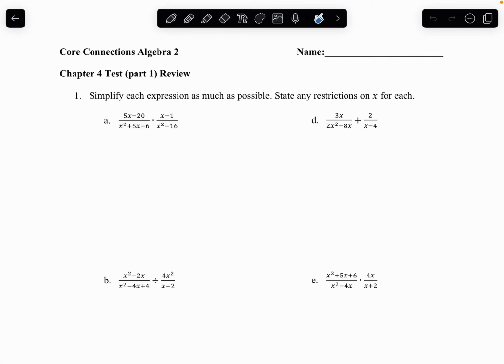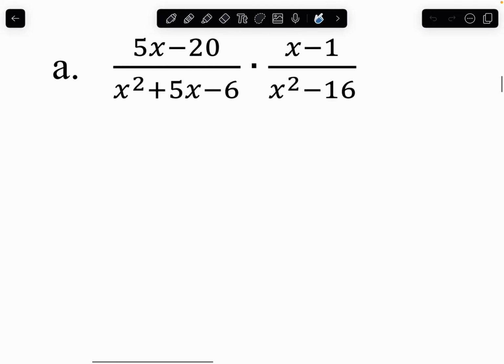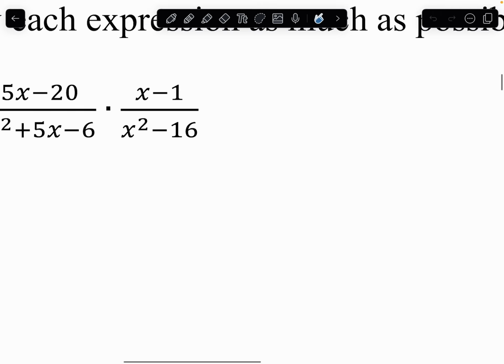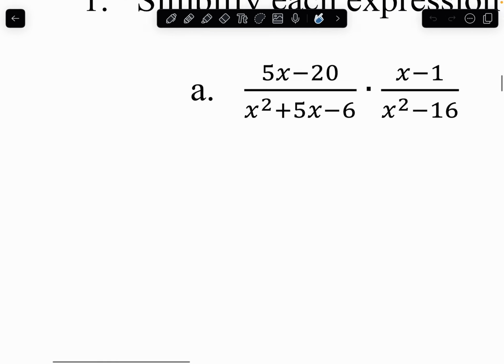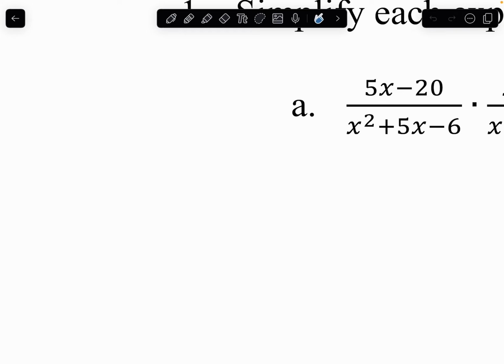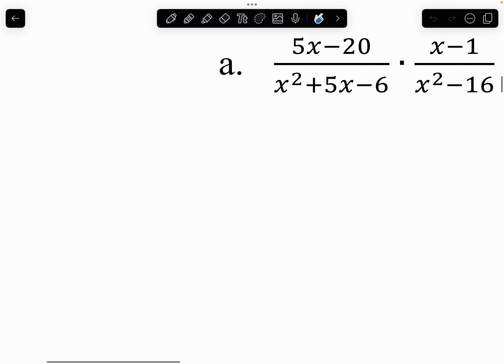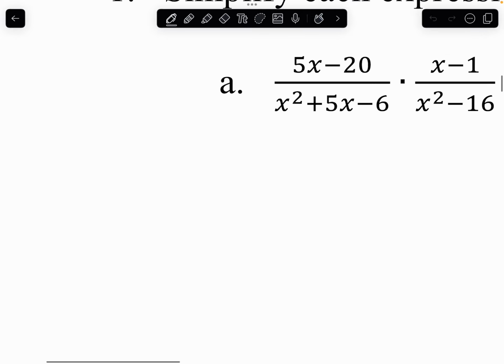Alright, so this is the first part of the video we did. So the first problem is this. First we're going to factor the equations to make it easier to simplify. So the top left first, I'm going to take a 5 out, so it's going to be 5 times x minus 4.